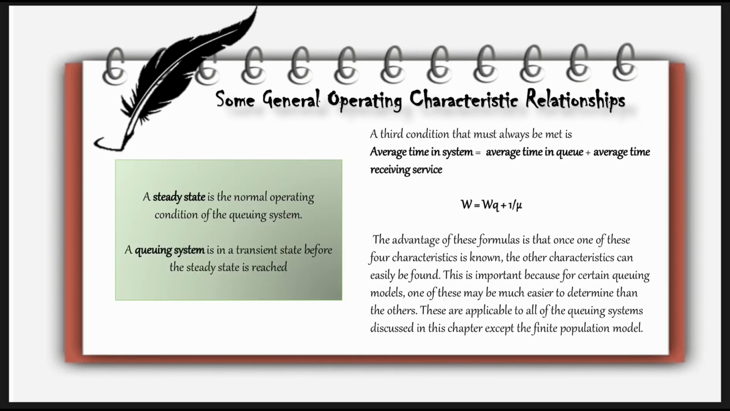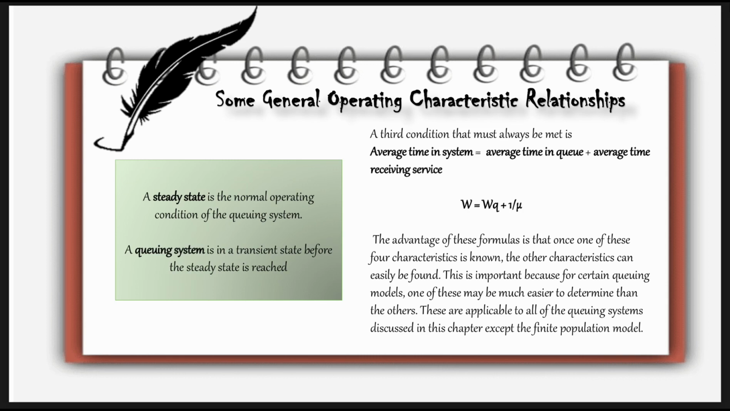Moving on to Little's flow equations. A third condition that must always be met is average time in system, average time in queue, and average time receiving service. So what is the importance of this formula? The one benefit of these formulas is that they make it simple to identify the other features once one of these four traits is known.